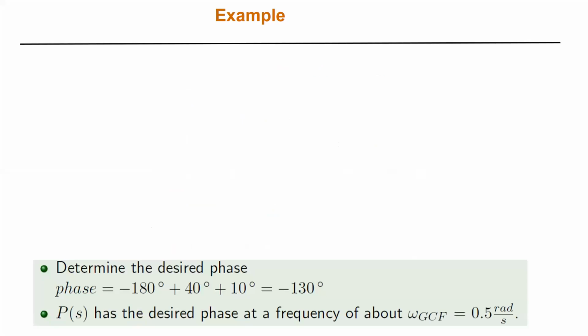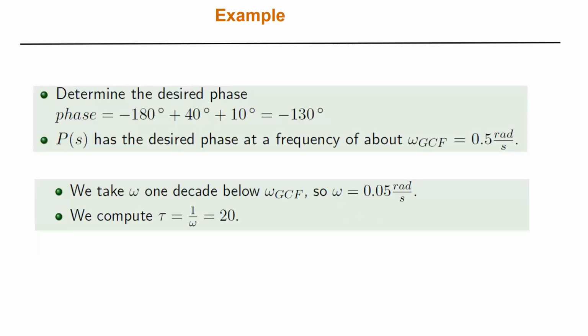Okay, now as I said, let me repeat it. So basically, I need a phase margin of 40. I will add the safety factor of 10, so that it will give me minus 130. I will read, and that happens at 0.5. So the 0, I'll position it 1 decade before. So 1 decade means that at 0.05. Or tau equal 1 over omega, 1 over the 0, which is equal to 20.